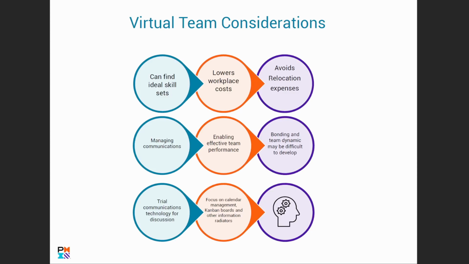And the third thing to consider is the techniques that need to be implemented in order to boost the performance of the team, or to manage the virtual team rather. So try communication technology for discussion. Many communication technologies can be used to improve the communication between the team members. Mainly, the project manager needs to focus on calendar management, Kanban boards, and other information radiators that allow him to monitor the performance of the team.